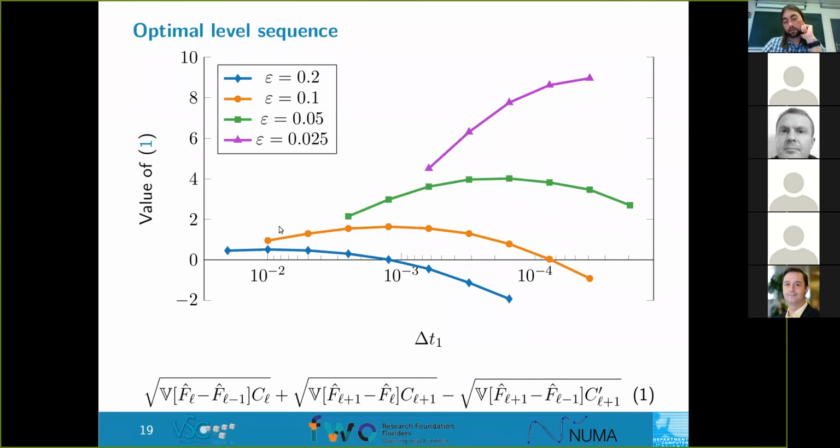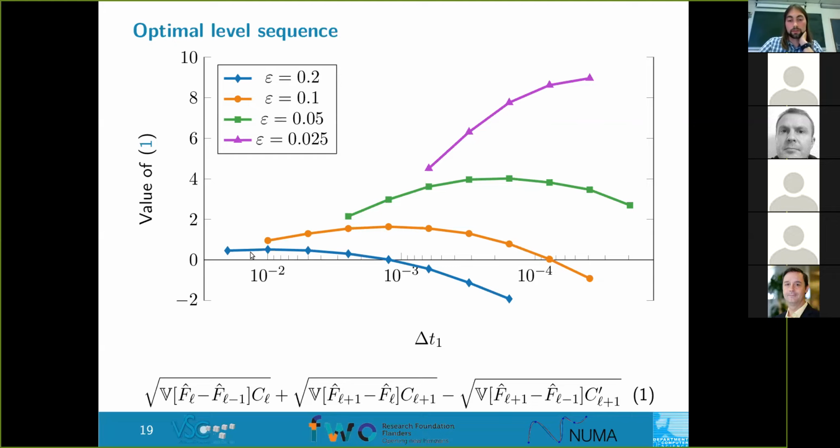Refining this level 1 time step by 2 each time for a number of different values of epsilon. And then we checked some results, which if you're familiar with multi-level Monte Carlo literature, you'll know what it is. If not, you can just consider this to be a kind of indication of how much we save if we refine the time step at level 1 by 2.